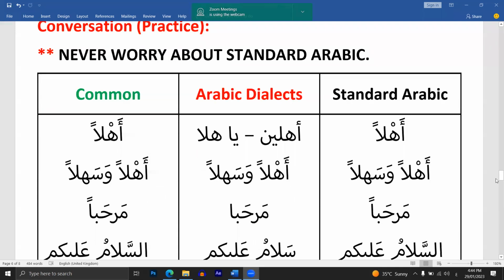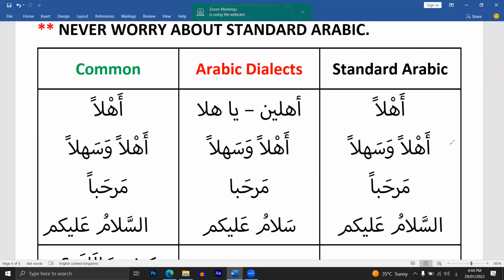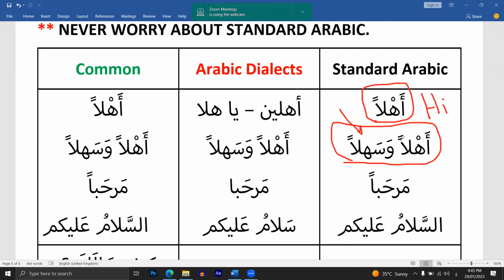Okay, let's begin. First, the greeting, how to greet someone. We have many options here. The first one is أهلا, that's how we pronounce it. أهلا means hi or hello. Sometimes it comes with this word, أهلا وسهلا. This expression also means you are welcome or hello. Then مرحبا. مرحبا means welcome. Okay. مرحبا. أهلا. أهلا وسهلا.